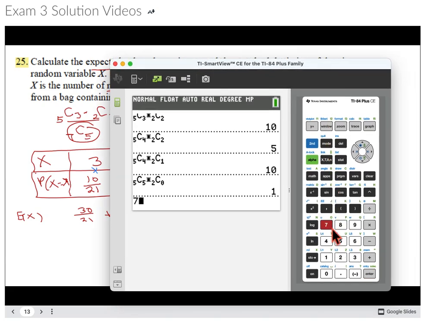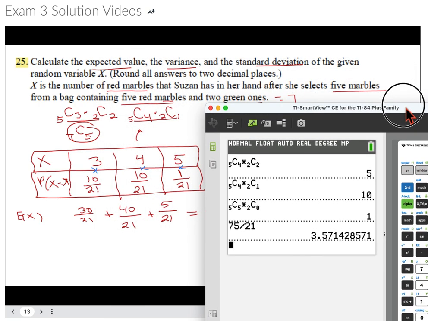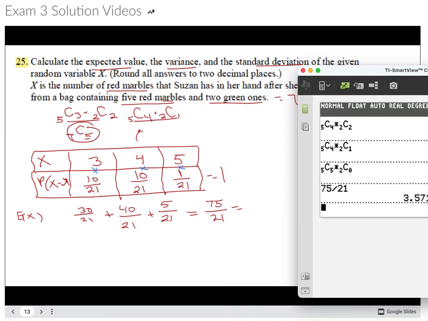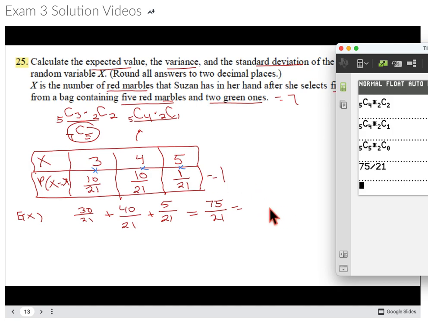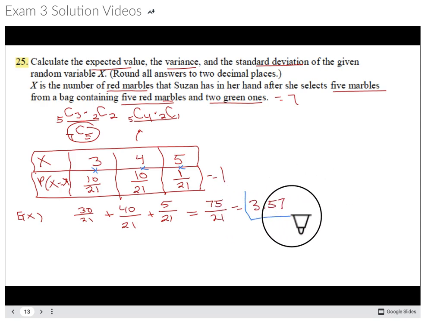75 divided by 21. And a lot of times WebAssign wants you to leave it that way. 3.57 rounded to 2 decimal places. 3.57. And that's our answer for the mean.